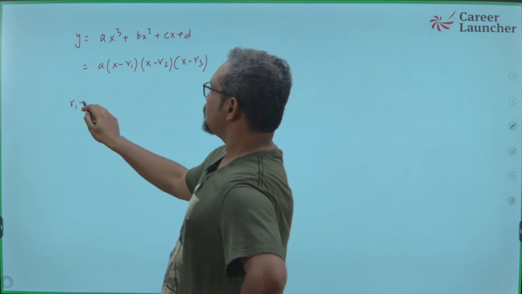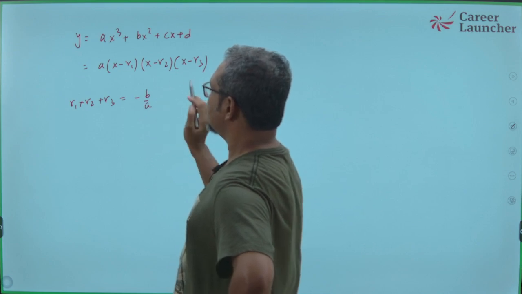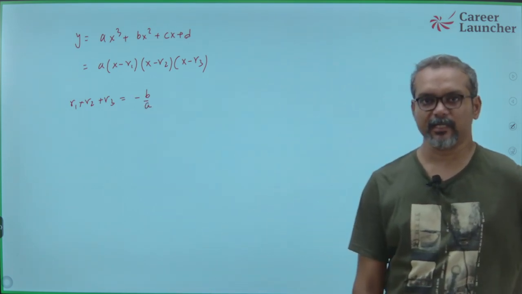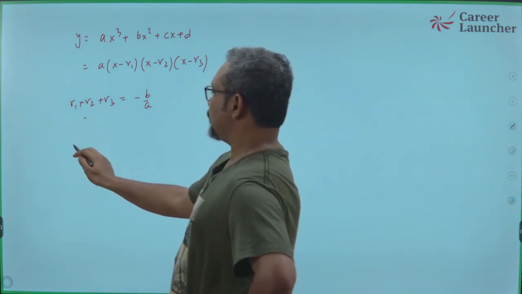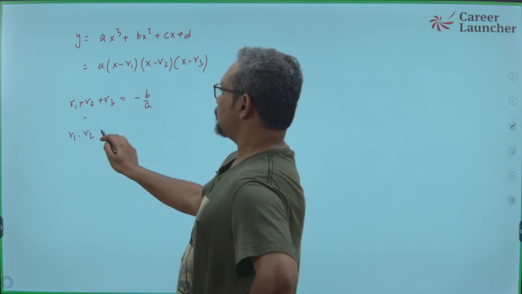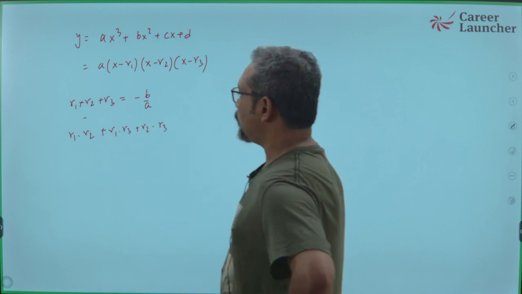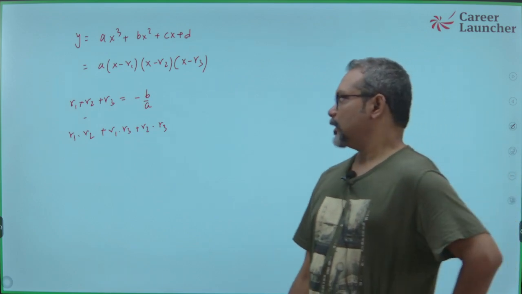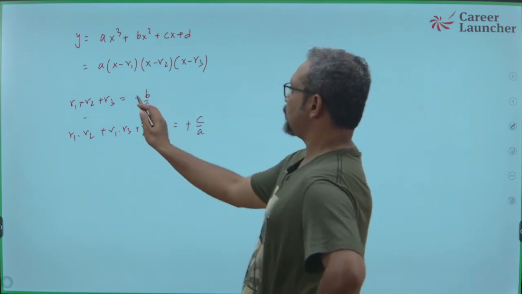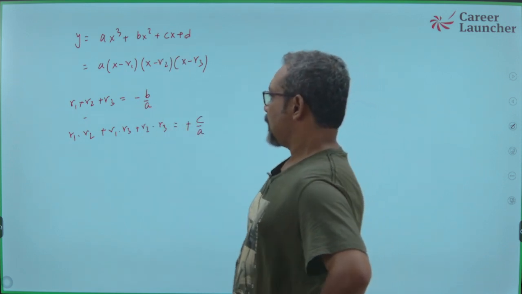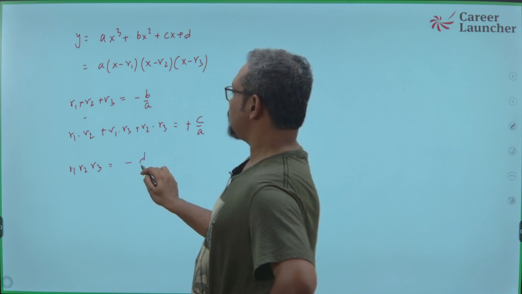Sum of the roots will be minus b over a. It was the same in the case of a quadratic as well. Then two at a time, if I multiply the roots, r1 times r2, r1 times r3, r2 times r3, two at a time the roots have been taken, this will now become plus c by a. Remember it is alternating, c by a. Now if I have all three, r1, r2, r3, then it will be minus d by a.